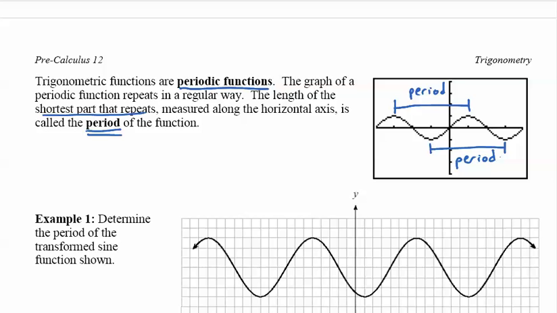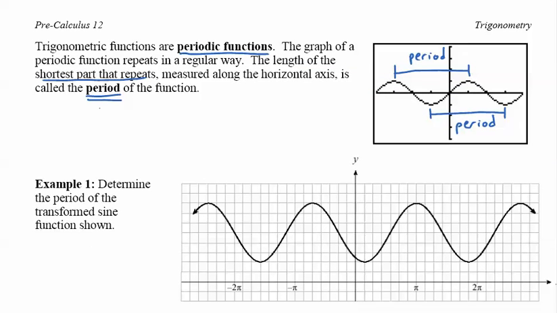If you change the period of light, then you get different colors. If you change the period of sound, then you get different notes, high notes or low notes. So this affects color for light and affects pitch for sound.